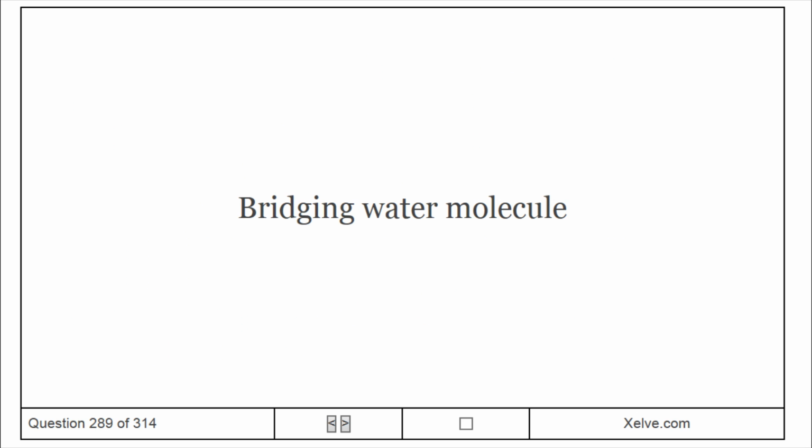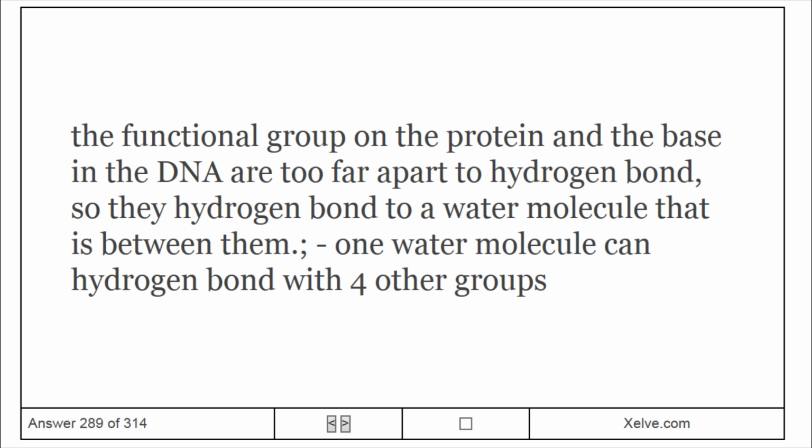Bridging water molecule. The functional group on the protein and the base in the DNA are too far apart to hydrogen bond, so they hydrogen bond to a water molecule that is between them. One water molecule can hydrogen bond with 4 other groups.